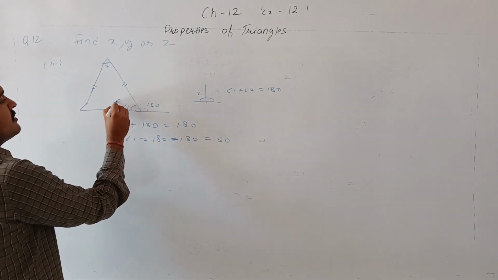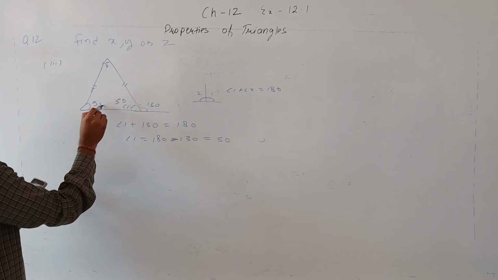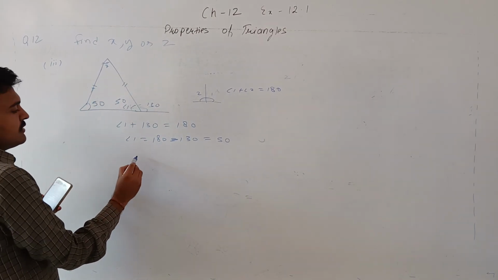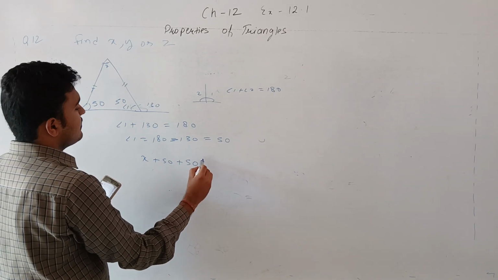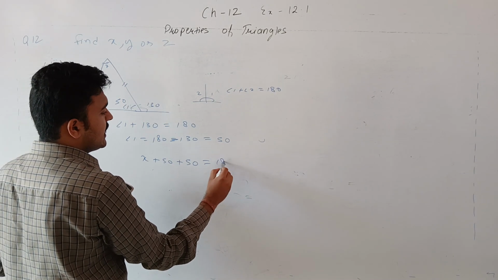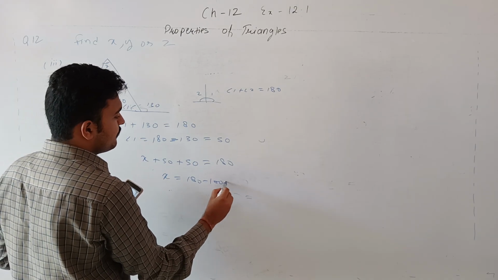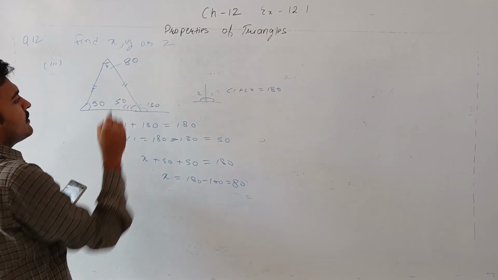So angle 1 is 50, and because these two sides are equal, this angle is also 50, and then x plus 50 plus 50 is equal to 180, and x is equal to 180 minus 100, which is 80. Our angle x is 80.